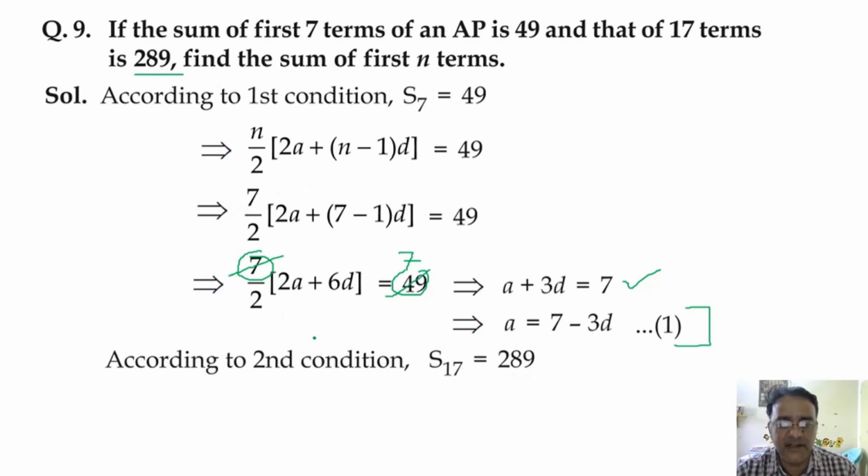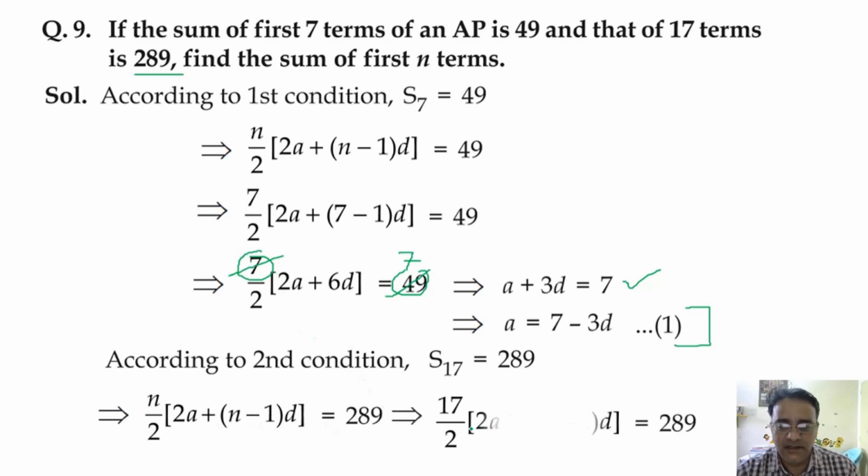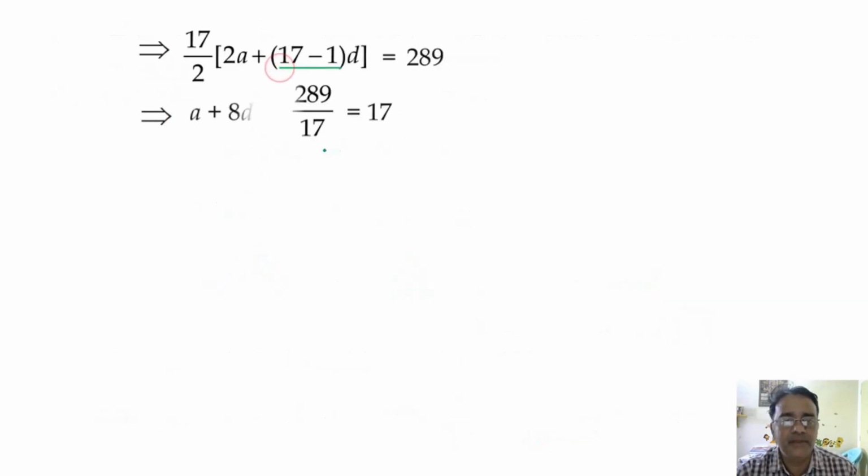Okay. So S17 is equal to 289. If you use the same formula, we'll get 17 by 2 into 2a plus 17 minus 1 into d is equal to 289. So again this will become 16, right? ये 16 हो जाएगा, और इसको अगर 17 से डिवाइड करेंगे तो 17 मिलेगा. So 2a plus 16d by 2 will become a plus 8d is equal to 17. अभी फर्स्ट इक्वेशन हम लोग को मिला था a plus 3d is equal to 7, and the second equation we got a plus 8d is equal to 17.